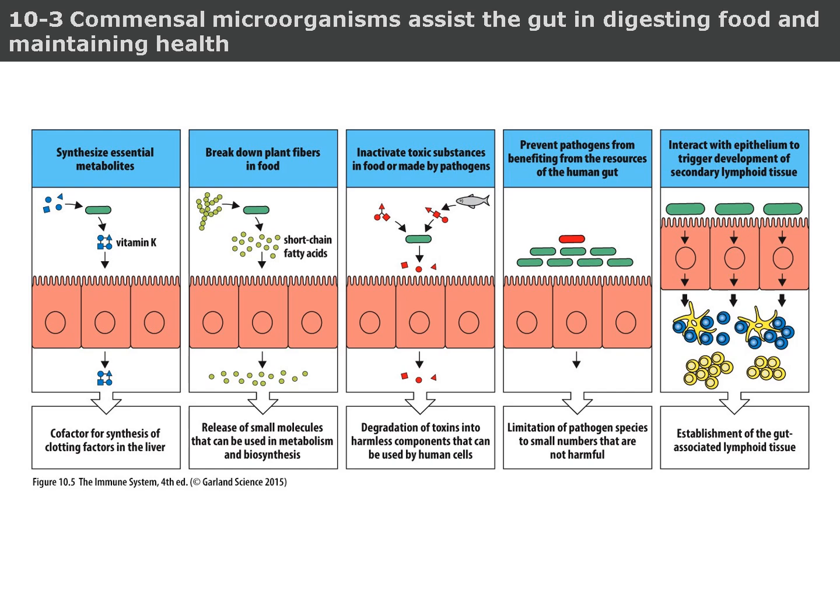Fourth, they prevent pathogens from thriving by limiting their growth and access to resources. Finally, commensals interact with the gut epithelium, triggering the formation of gut-associated lymphoid tissue that strengthens the immune system. Together, these actions highlight the vital partnership between our body and its microbial inhabitants.